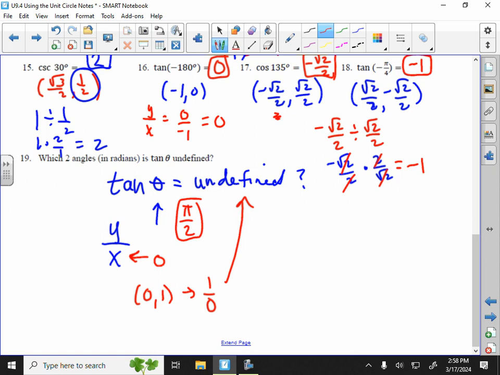Now, if you continue around the unit circle, you got negative 1, 0, but that's not the x value being 0. That's still the y-coordinate being 0, not x. And then at 270, or 3 pi over 2, that's 0, negative 1, we can see that the x value is 0, because if you do y divided by x, that would be negative 1 divided by 0, which would be undefined again. And so then that radian measure would be 3 pi over 2. All right, so that's how you can determine if a trig function is undefined, is if it's trying to divide by 0. All right, and that's it.